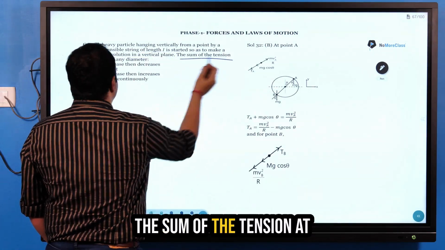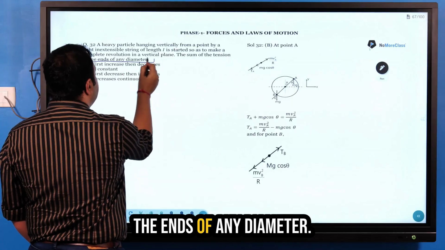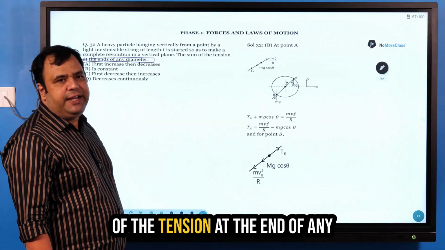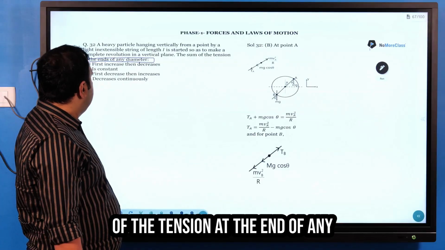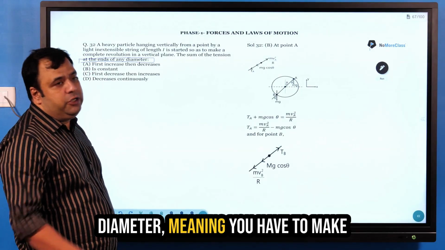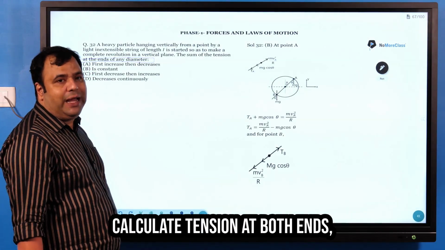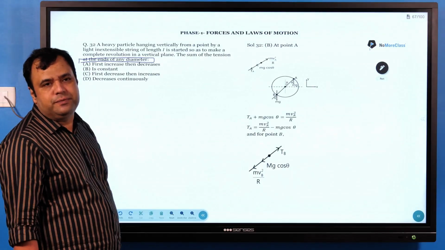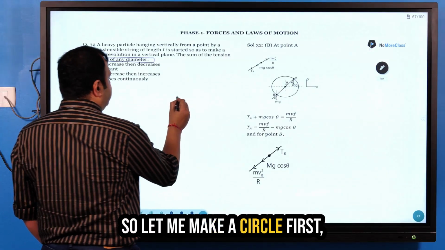Find the sum of the tensions at the ends of any diameter. So we have to calculate the summation of the tension at the ends of any diameter, meaning you have to make a diameter and then calculate the tension at both ends and take the sum. Simple. So let me make a circle first.